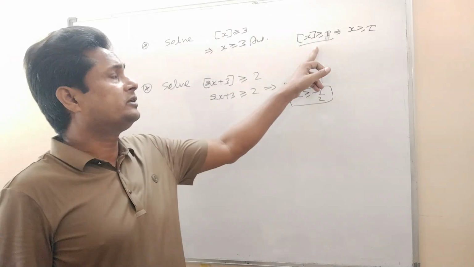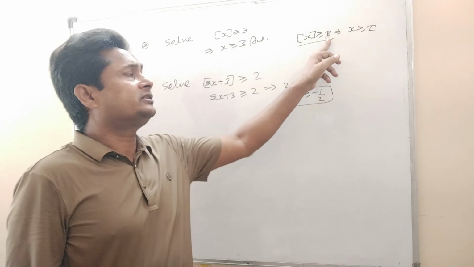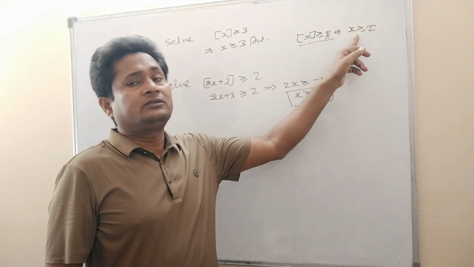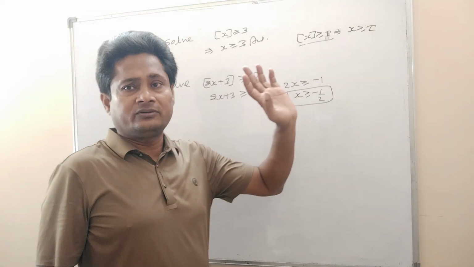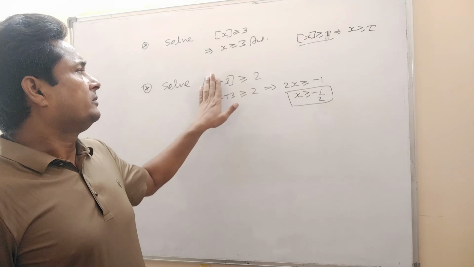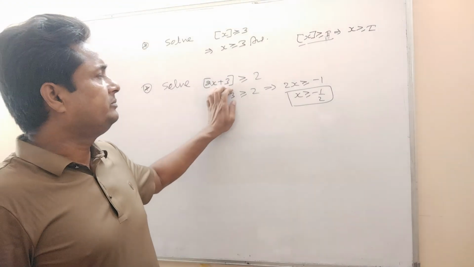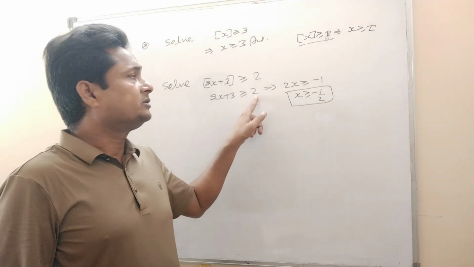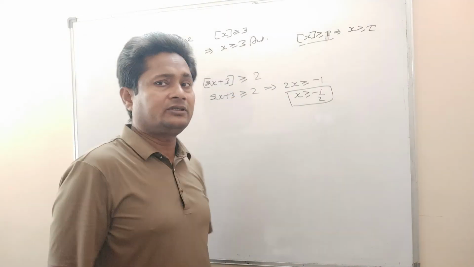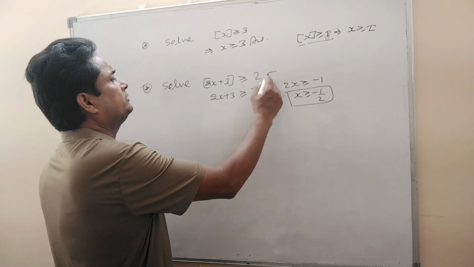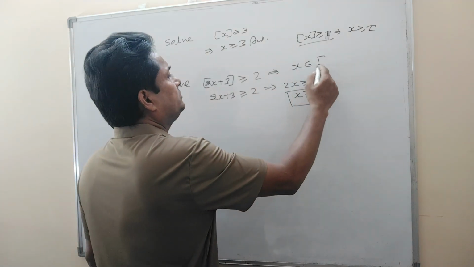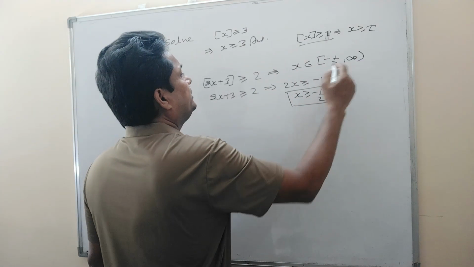By using this property, if greatest integer of x is greater than or equal to I, then the answer will be x greater than or equal to I. So take 2x plus 3 as capital X. So capital X will be greater than or equal to 2. So solve this. This is your answer. So the answer for this one is x belongs to minus half to infinity.